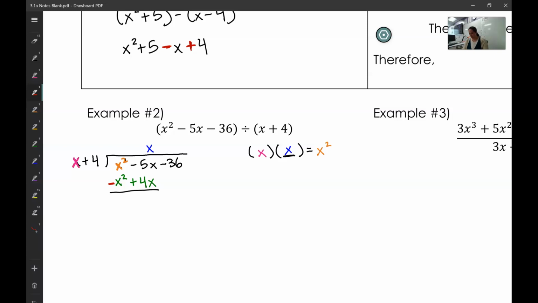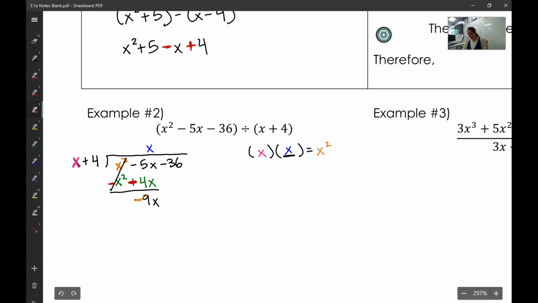So I change this sign to a negative, change that sign to a negative. And now I combine them. So x squared minus x squared, those cancel. Which, by the way, if you've done it right, that first column should always cancel. If they don't, you've done something wrong. Then I have minus 5x minus 4x, which is a negative 9x.